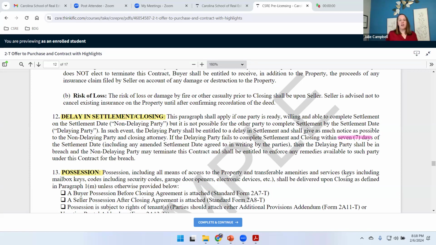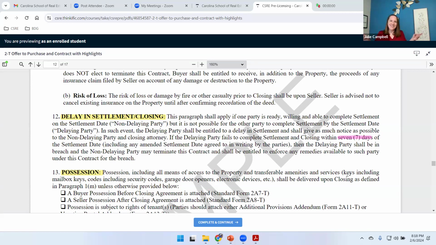The buyer would be the delaying party. The seller would be the non-delaying party. If we were supposed to close today, but we don't have that final loan approval yet, there's a 7-day delay built into the contract, which means the seller can't do anything but sit still and be patient and hope that we get loan approval within the next 7 days.